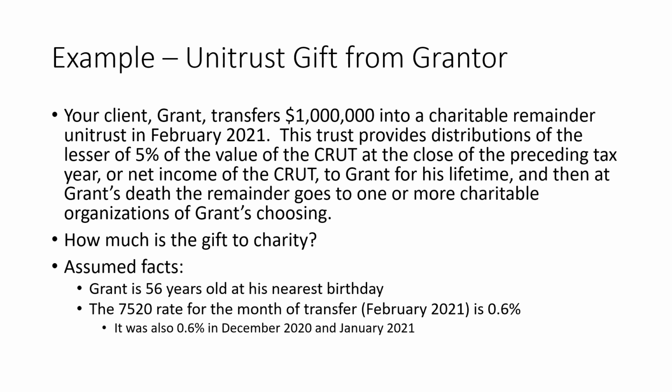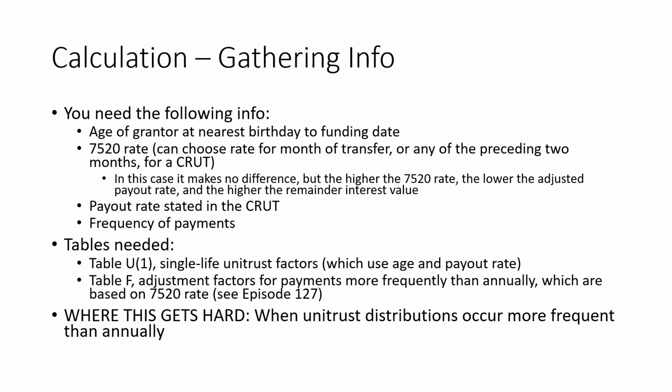And the 75/20 rate for the month of transfer, February 2021, is 0.6%. Now, it was also in the previous 2 months 0.6% as well, in December and January. And that's important because when we're looking at the info we need, we get to pick and choose our 75/20 rate that we use. We can go backwards and use a 75/20 rate from any of the preceding 2 months prior to the funding of the CRUT.